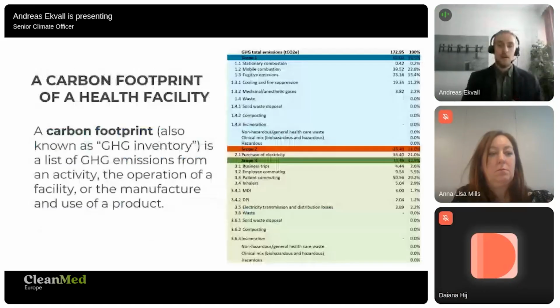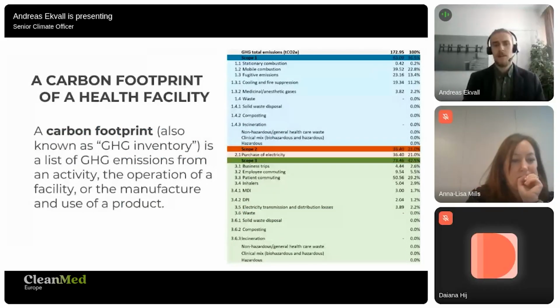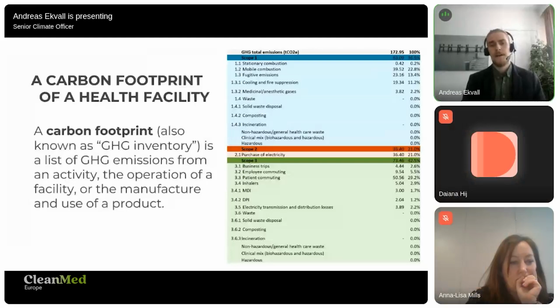Now to combine our knowledge of carbon footprints. This is an example of a carbon footprint of a healthcare facility. And of course, we can also see scopes here and subcategories.